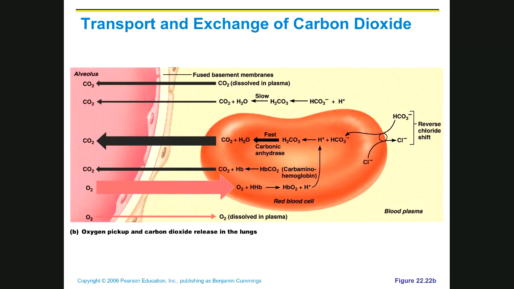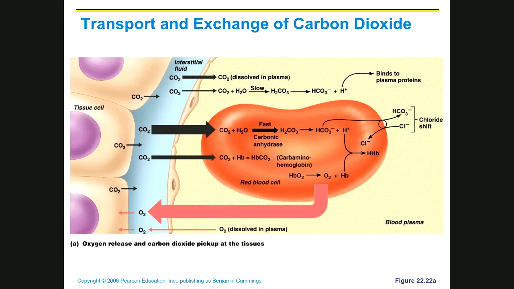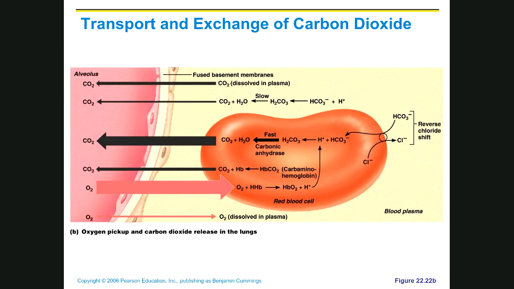Does it make sense to everyone? So, chloride shift, again, happens at the tissues. And what it does is it prevents a charge from developing on the red blood cell. And then the reverse chloride shift happens at the lungs. And again, the reason it happens is to prevent the development of a charge on the red blood cell.